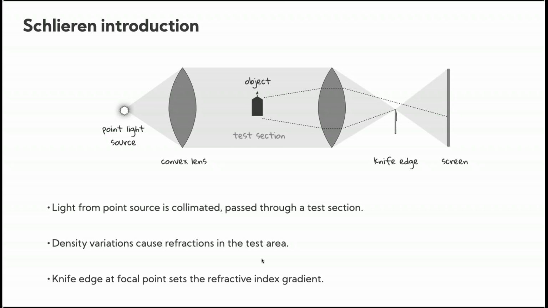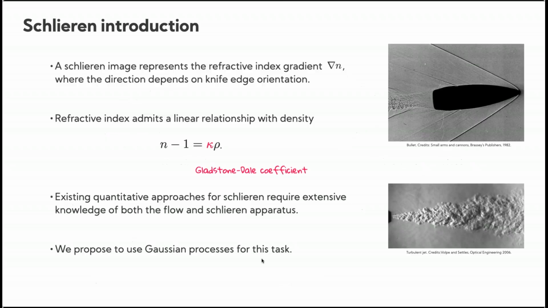I'm going to be a little more precise in the next few slides about what I mean by all this. So you can think of a Schlieren image as effectively the refractive index gradient along a particular direction, where, as I mentioned, the direction is determined by the orientation of the knife edge. Now, there's this really nice classical linear relationship between the refractive index and density, and this is characterized by the Gladstone-Dale coefficient, as you see on the screen there.